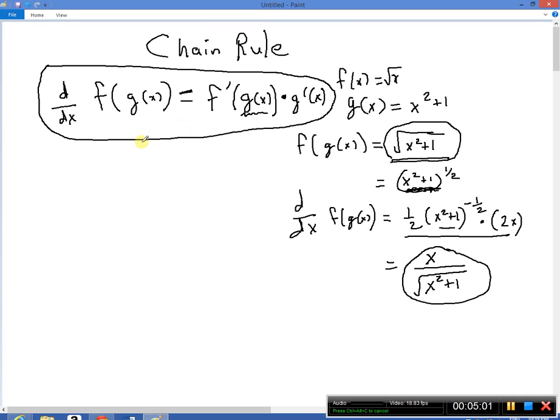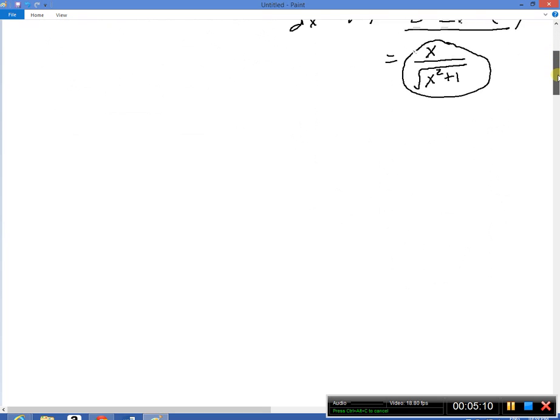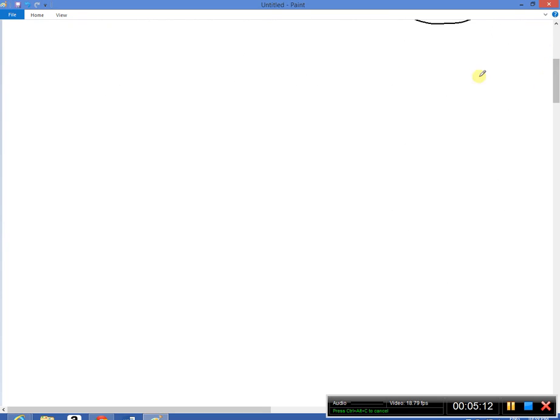But that's not what I'm interested in doing today. Today I want to go through lots of examples of this because this is a rule that you have to know how to use. So let's look at another example. Suppose the problem is that we want to take the derivative of something like the sine of x squared.